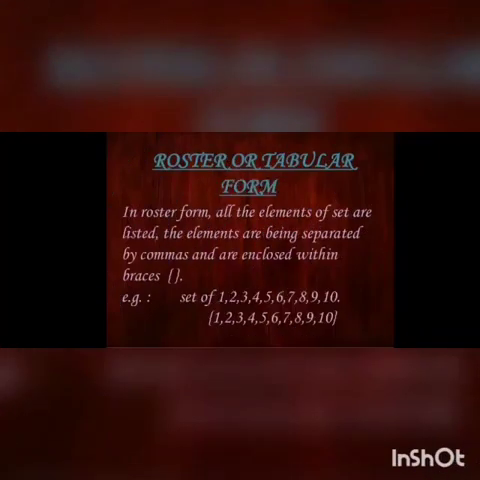Set representation. There are two ways to represent sets. First, roster or tabular form. Second, set builder form. Roster or tabular form: in roster form, all the elements of a set are listed. The elements are separated by commas and are enclosed within braces. Example as given here.